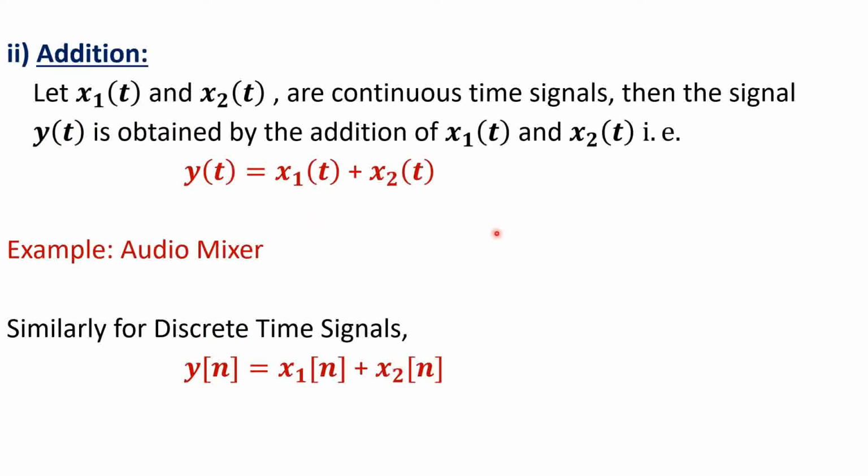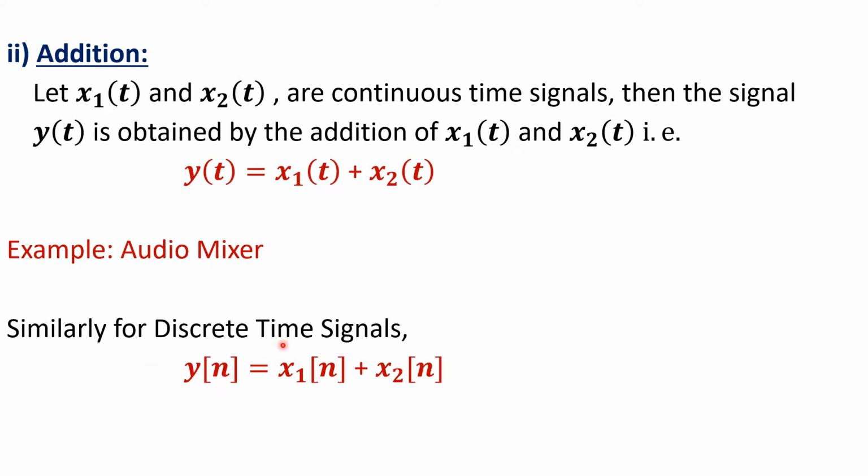Let's consider the second operation, that is addition. Now let's consider x1 of t is a continuous time signal and x2 of t is also a continuous time signal. Then the signal y of t is obtained by the addition of x1 of t and x2 of t. That is, y of t is equal to x1 of t plus x2 of t. An example for addition is an audio mixer. That is, in an audio mixer, two signals can be added up and a new signal will be created.